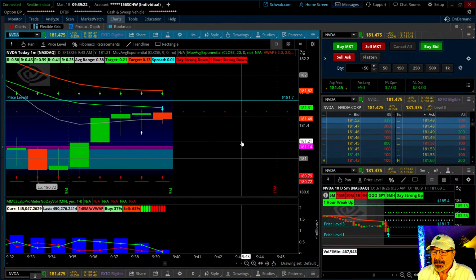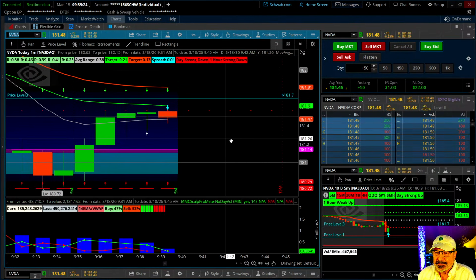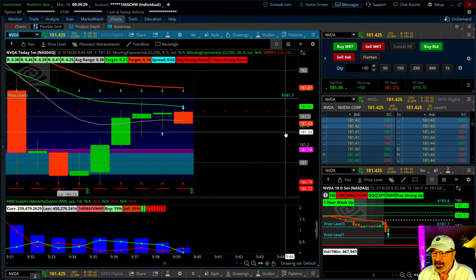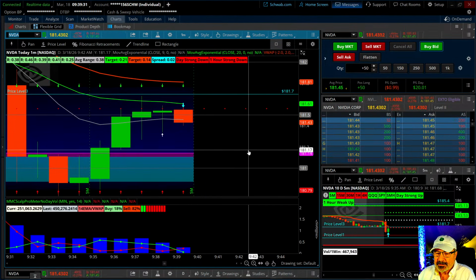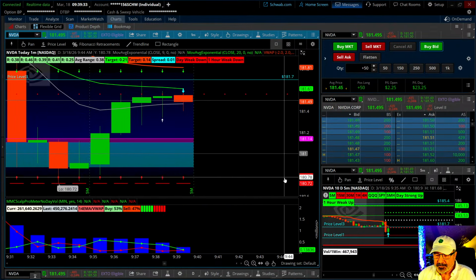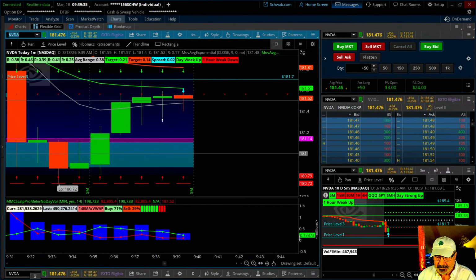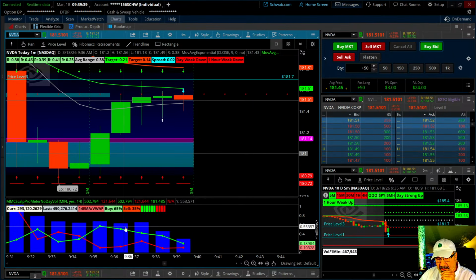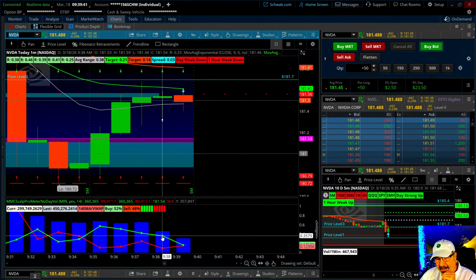Oh, we're just loping along here. Nvidia's certainly nice and safe. I'm not totally bored out of my mind yet. The market just opened. You can see buyers are just slowly running out of oxygen up there.